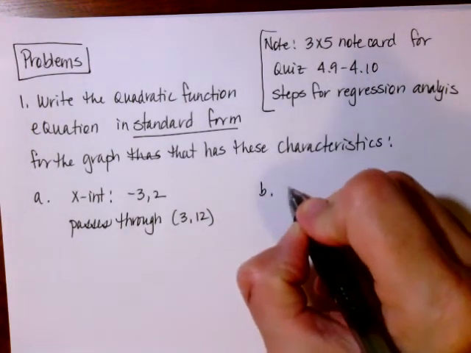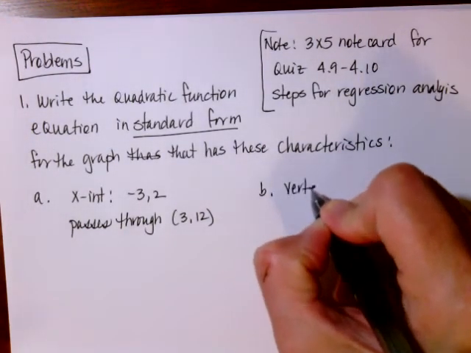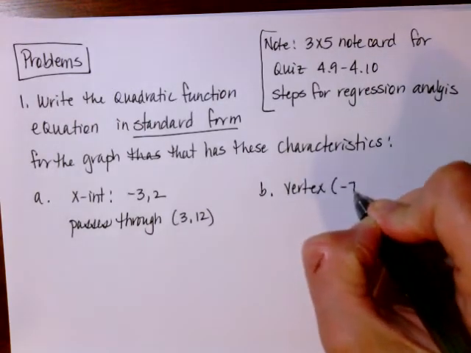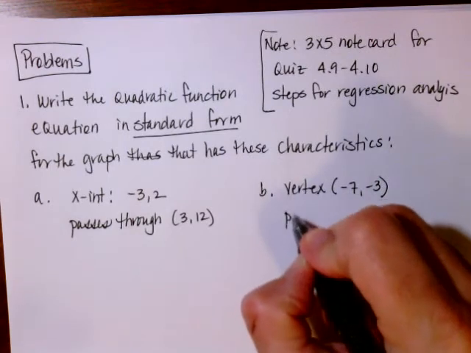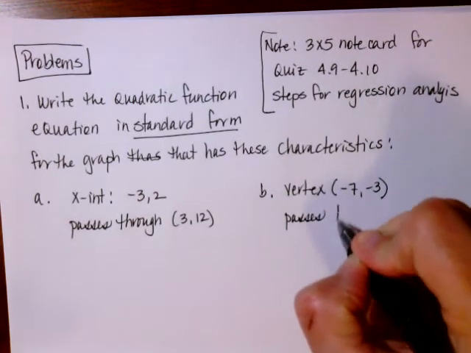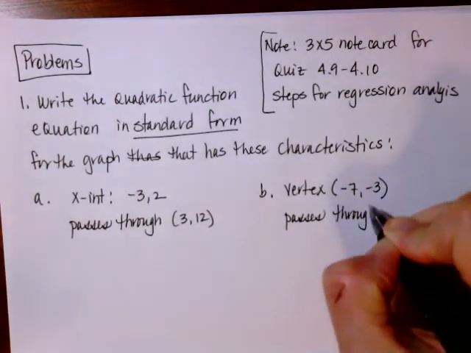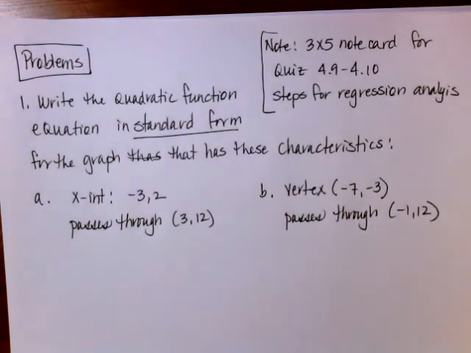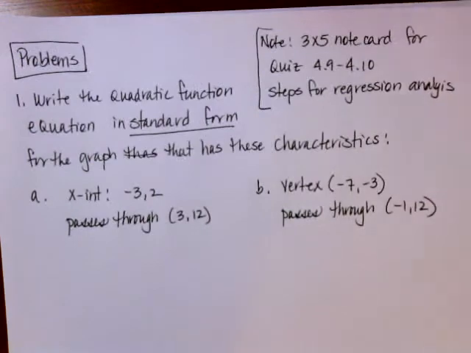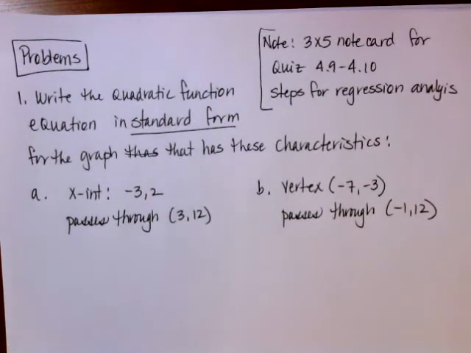The second problem, you're going to be given the vertex, and that vertex is going to be at -7, -3, and it's going to pass through the point -1, 12. All right, so remember, I want you to write the equation for those. I want the equation in standard form.